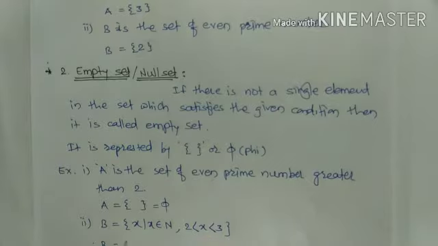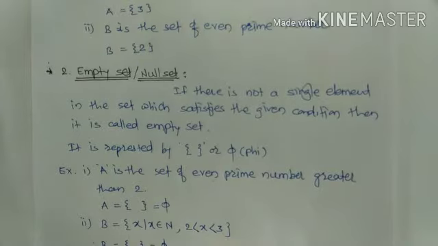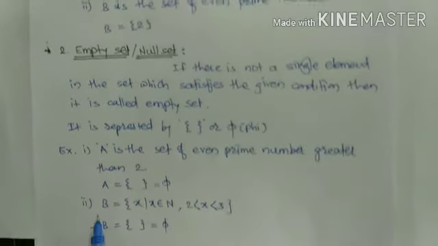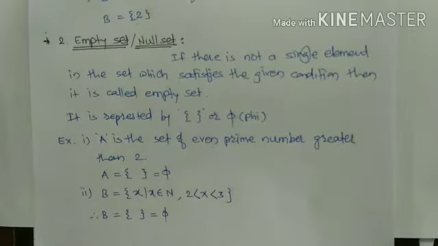That's why in this set there is not a single element. That's why it is an example of null set or empty set. So the set B written here is an example of empty set. In this way we can write many different examples.